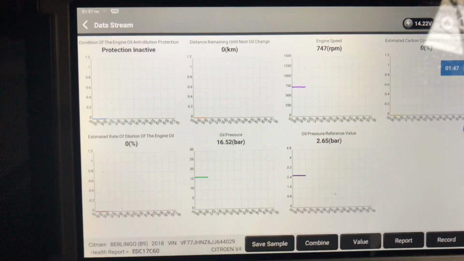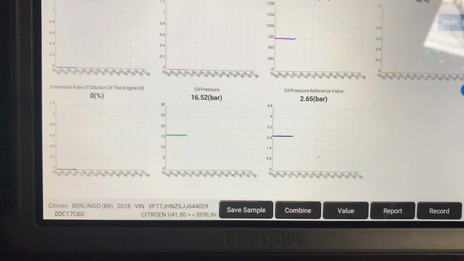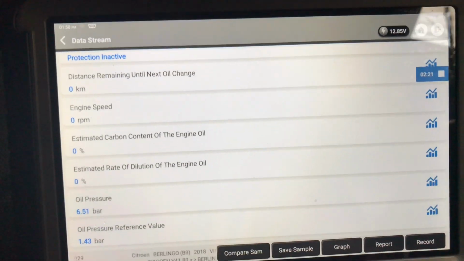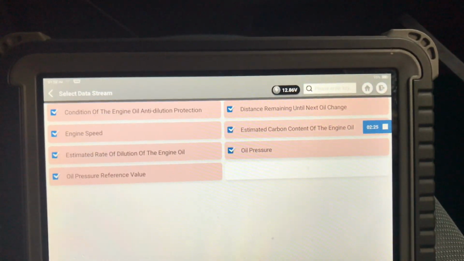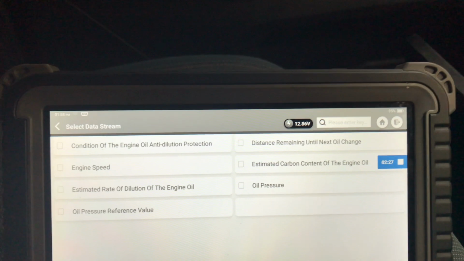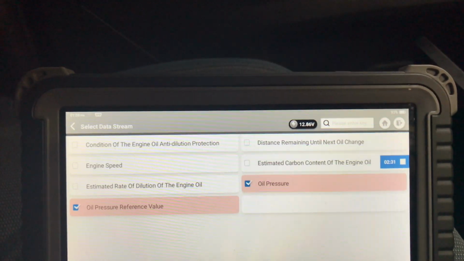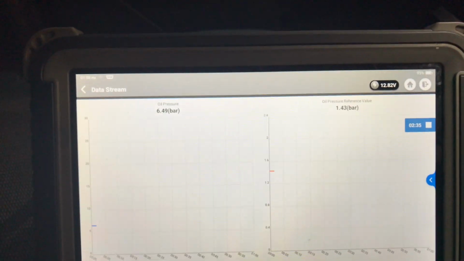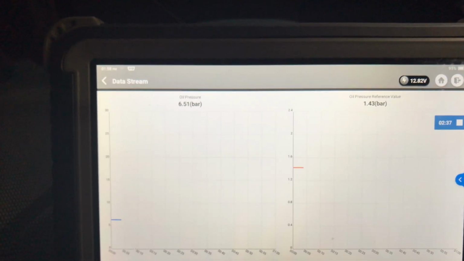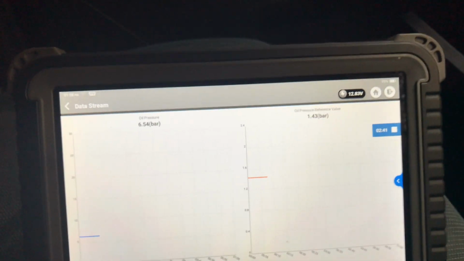So what was the code saying? Not reached. Let's go and check. Dip the oil. Let's dip the oil and see how much is in it, to see that the pressure's dropping. Let's go back. We'll just select. Unselect oil pressure reference. Okie dokie. We'll graph it. So even there we're sitting at 6 bar. It's looking for 1.43.